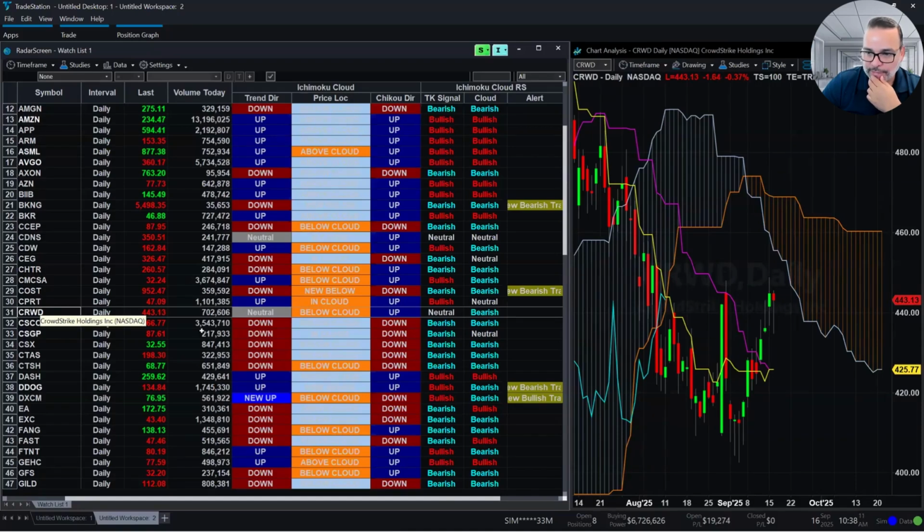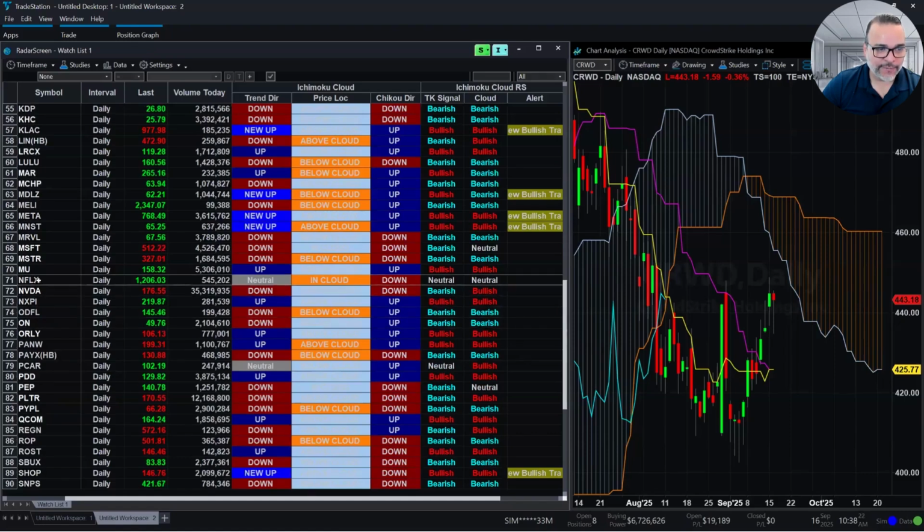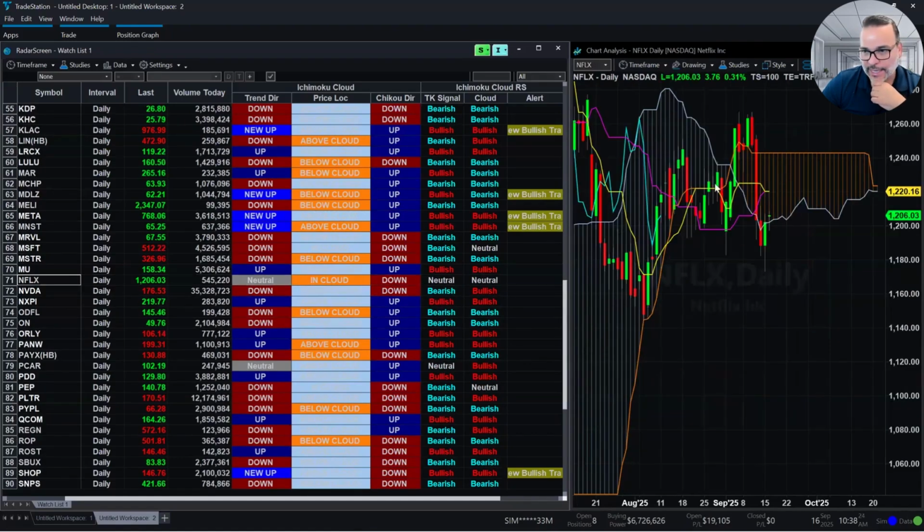For CrowdStrike, no, I think the neutral is just whenever the two lines are very close to each other. That's what neutral means. We saw it on the other example as well. Let's take a look at Netflix here, NFLX, and you can see how the two lines, the Tenkan and the Kijun, are very close to each other.